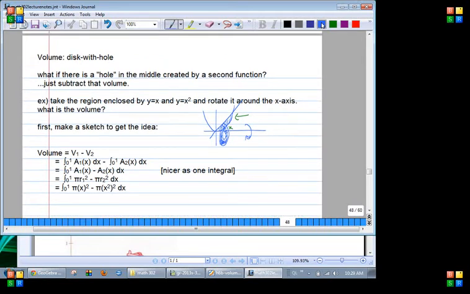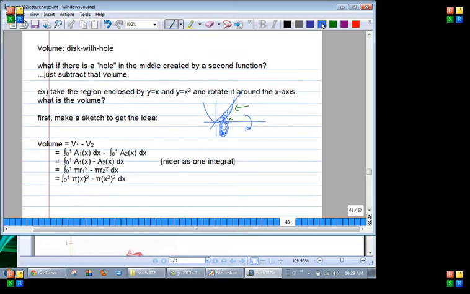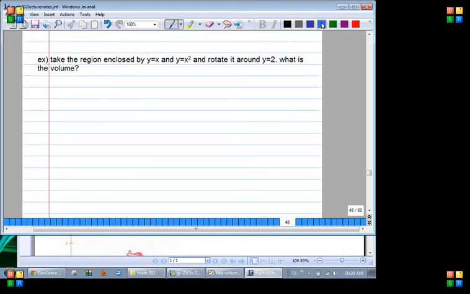Okay. So let's continue. Let's do another example of this disk with hole. Take this region enclosed by y equals x and y equals x squared. Oh, that sounds familiar. And we're going to rotate it around y equals 2. And what is the volume? So once again, I strongly encourage you to draw a quick sketch.